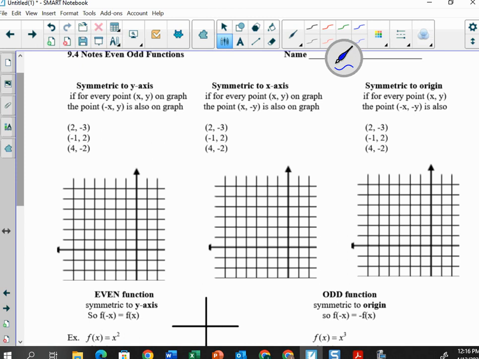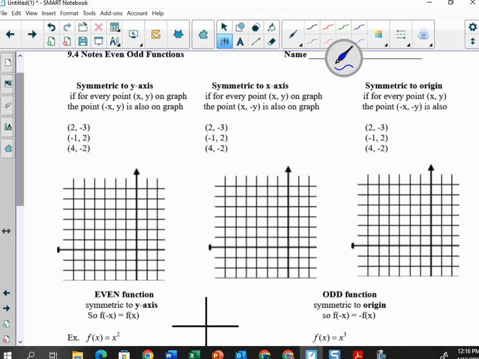Okay, so symmetric to the y-axis. Everybody knows where the y-axis is, right? Symmetric to that means if you fold the graph in half along the y-axis, the points would match up. You flip across the y-axis. That's what we're doing here.